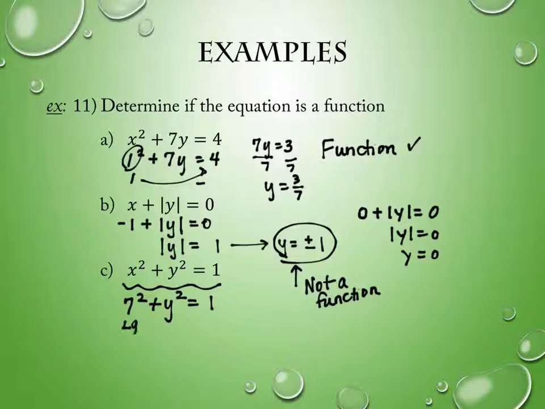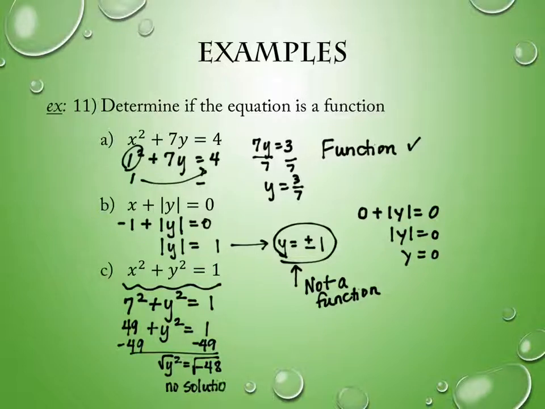Here's 49 plus y squared equals 1. What would I do? I would subtract my 49. What would that give me on the right? Negative 48. And if I take a square root, what happens? It would be imaginary, right? And we're working right now in only the real number system, so this is no solution for the real numbers.